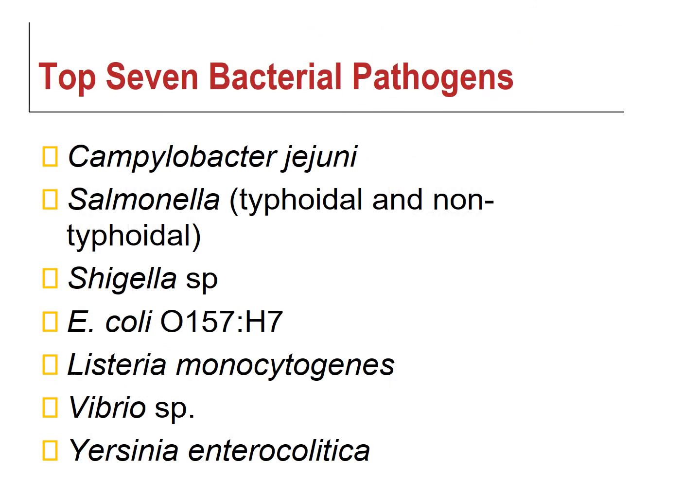Currently, there are 7 most common bacterial pathogens that are encountered in the clinical laboratory. Top of the list is Campylobacter jejuni. You may find Salmonella, both typhoidal and non-typhoidal, Shigella species, E. coli O157:H7, Listeria monocytogenes, Vibrio species, depending on your geographical location, as well as Yersinia enterocolitica. It's also based on the geographic location. So therefore, we will focus our part 2 discussion on these organisms. We'll review how to recover and identify these pathogens.